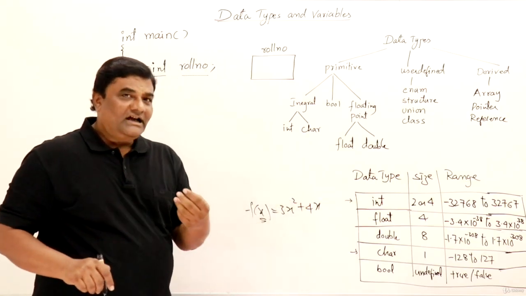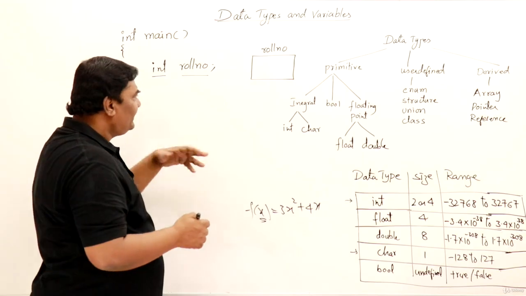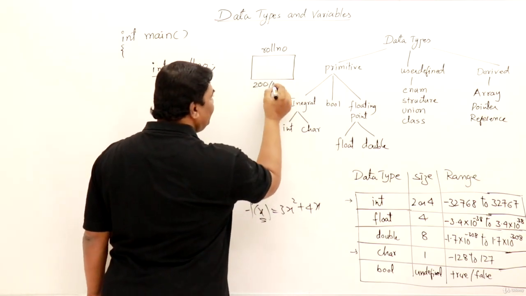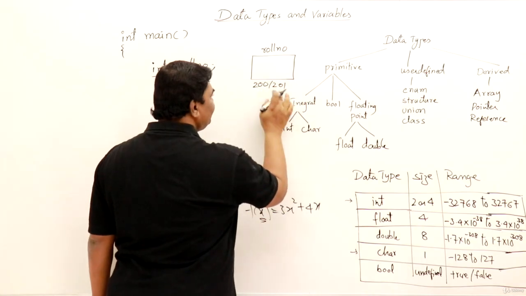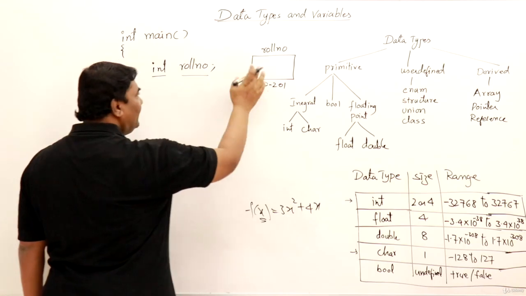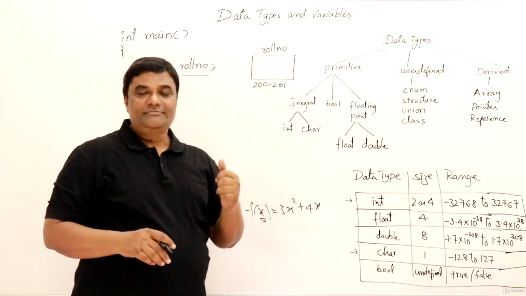And we know very well that every byte in the memory will have its address. So let us assume the address is 200. The next byte is 201. So these are 2 bytes actually, 200 and 201. Any number you store in this will be stored in the memory at runtime of a program.